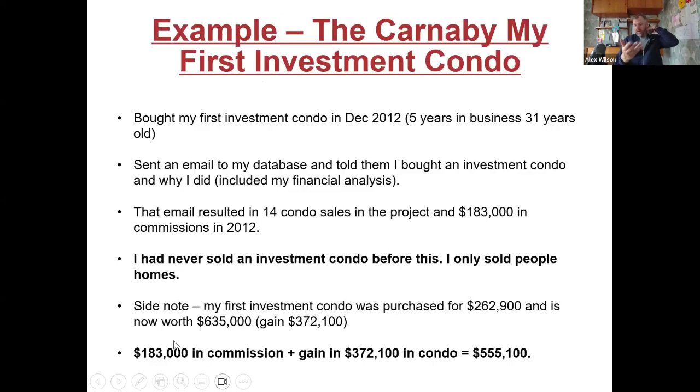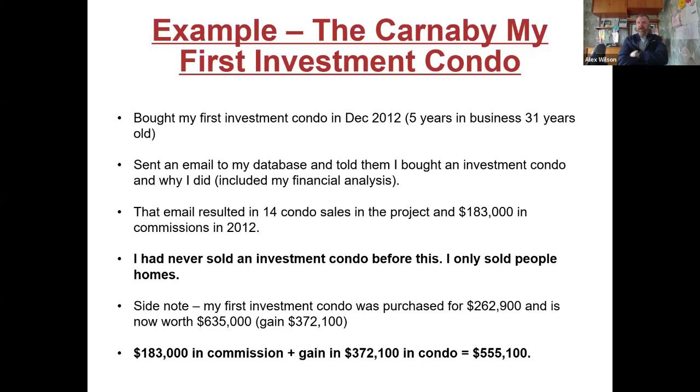So, showing the agents the value of investing in real estate. The first time I sold an investment property was in December 2012. I bought my first investment condo in December 2012. I was 5 years in the business. I was 31 years old.